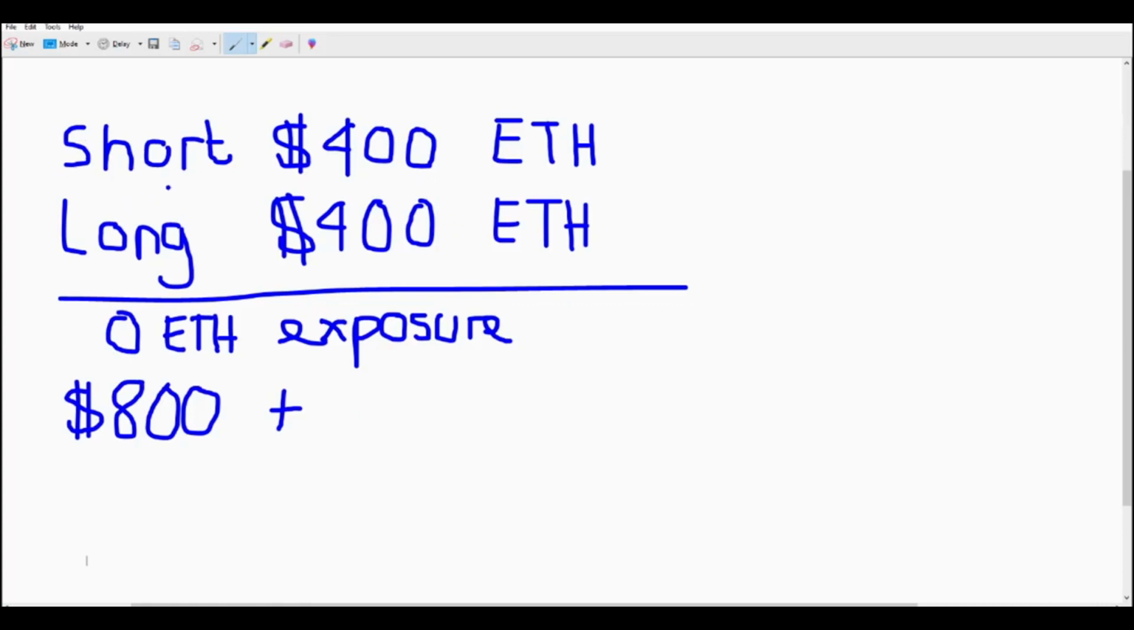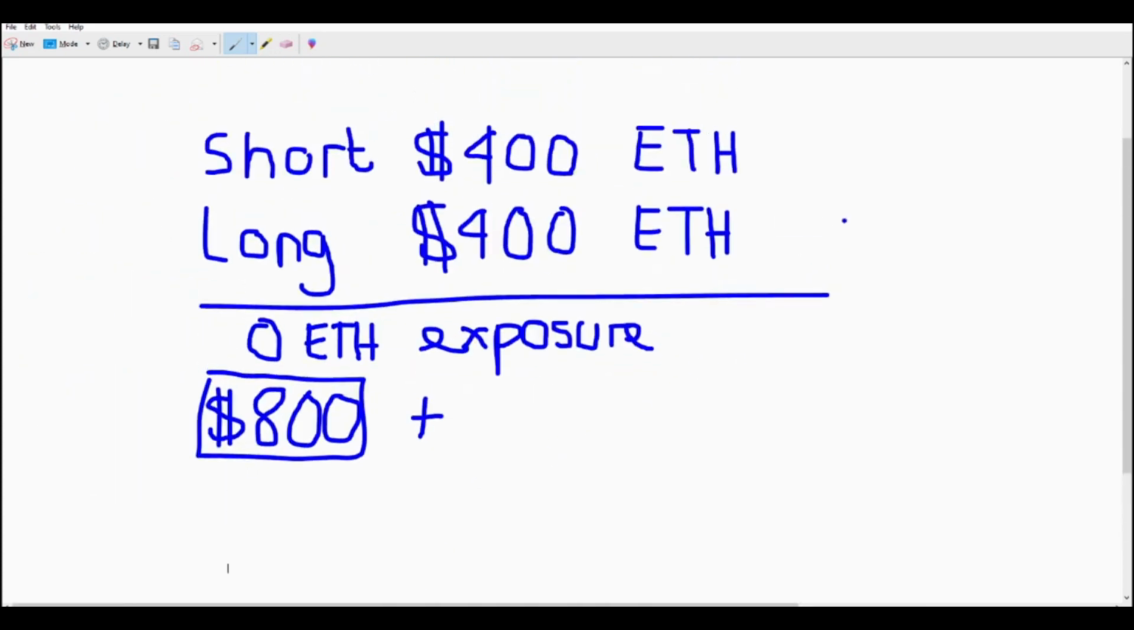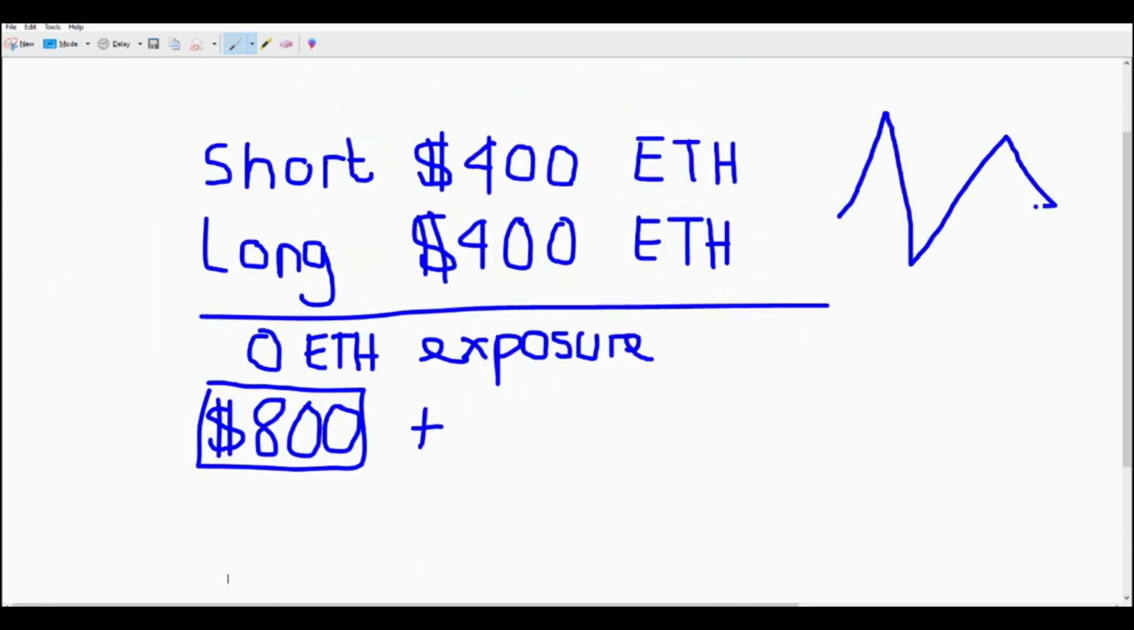What happens is you're shorting $400 worth of ETH perpetual futures, and then you're long $400 worth of ETH spot. And that effectively gives you 0 ETH exposure. So in your portfolio, you'll have 0 exposure to ETH, but the total value should still be $800 no matter where the price of ETH goes.